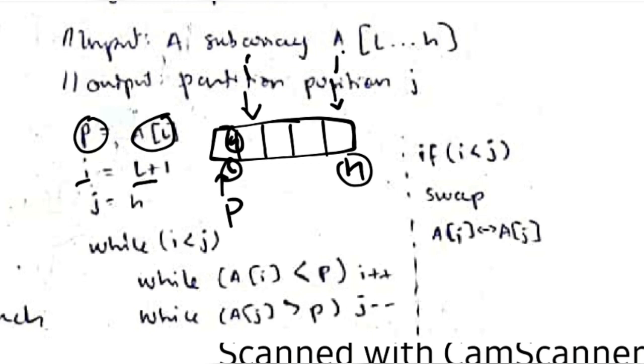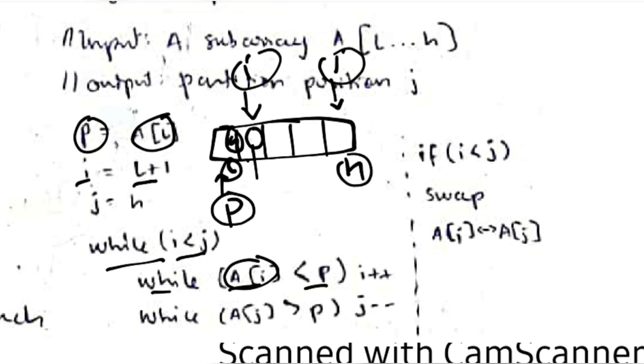What we did was, while I is less than J, till then only swapping will happen. If I is greater than J, at that time swapping won't happen, meaning if I crosses J, at that time swapping should stop. While A of I is less than P, P is this one and A of I means this. While it is less, we have to find the greater element from the left, so whenever it is less, I should be incremented. Whenever we find the greater element, at that time we'll stop I.